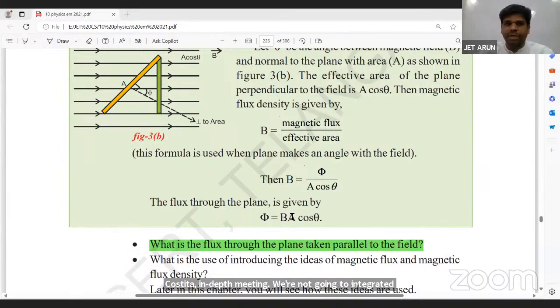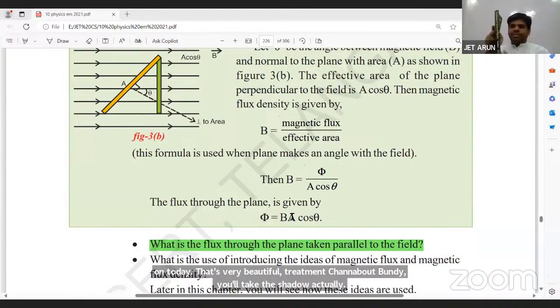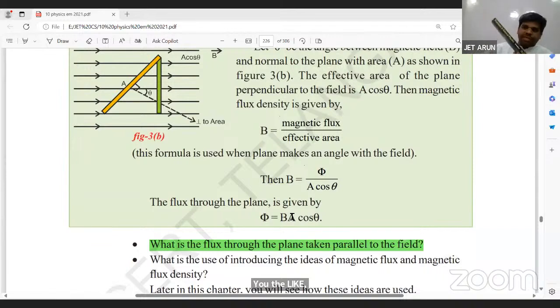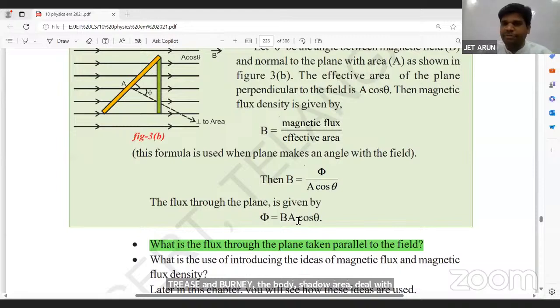You'll take a shadow actually. Take this as light rays and take the shadow of the body. Here we talk about this shadow area, and we will deal with that mathematically. That's beautiful. Wherever you get A cos theta, we talk of shadows in physics.